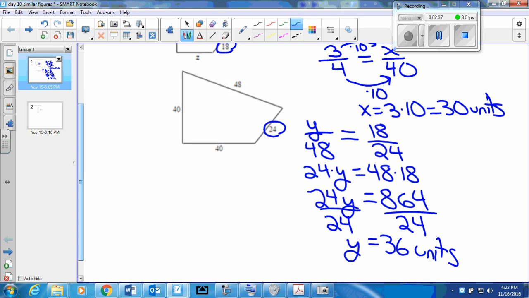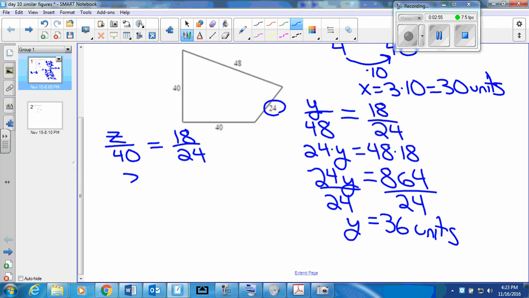Doing a similar kind of thing to find the value of z. One of my ratios would be z over 40 equals, my second ratio, if I use my reduced one, well, if I start with my original, it would be 18 over 24. Then I can reduce that second ratio down. So z over 40 equals 3 over 4.